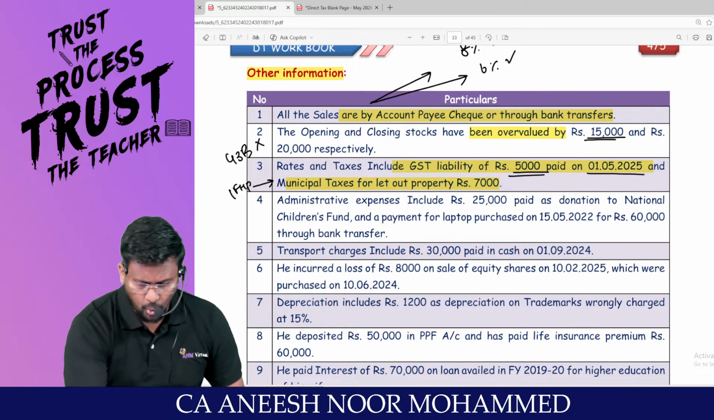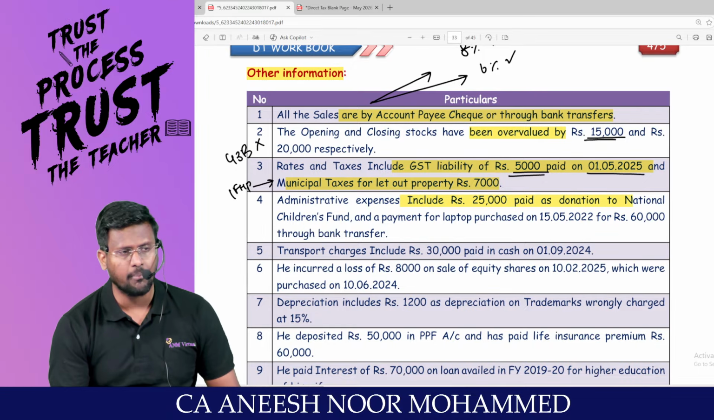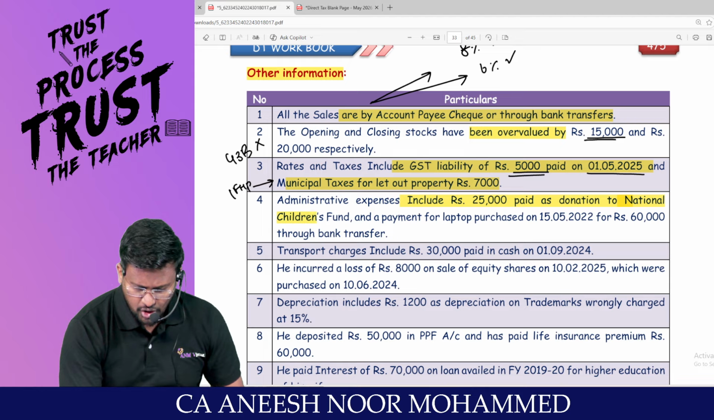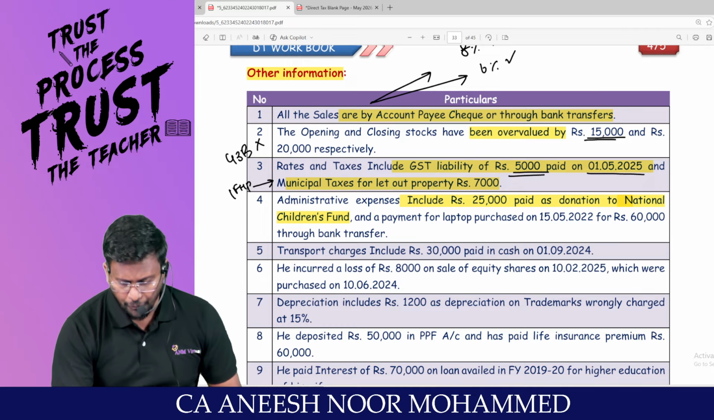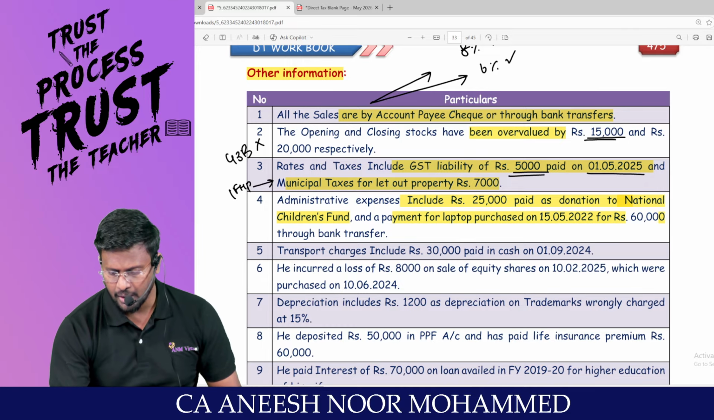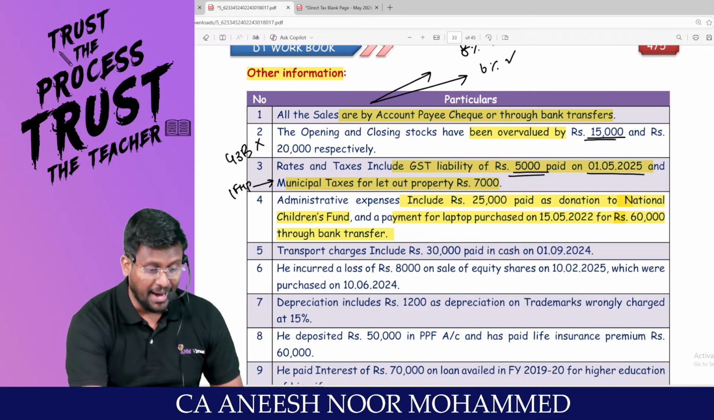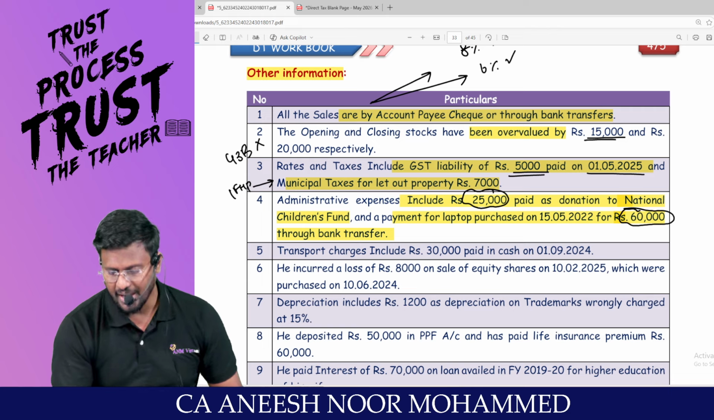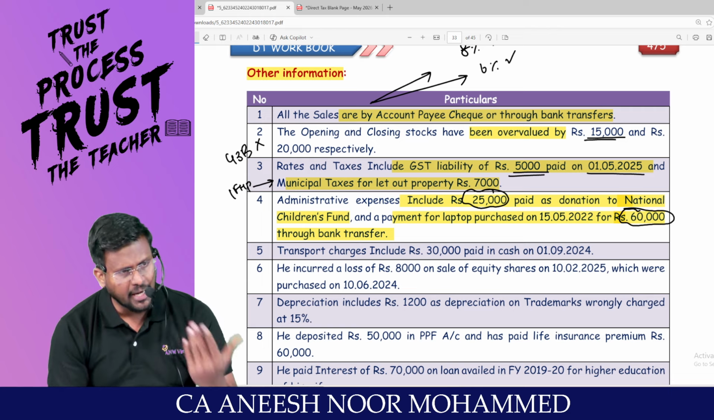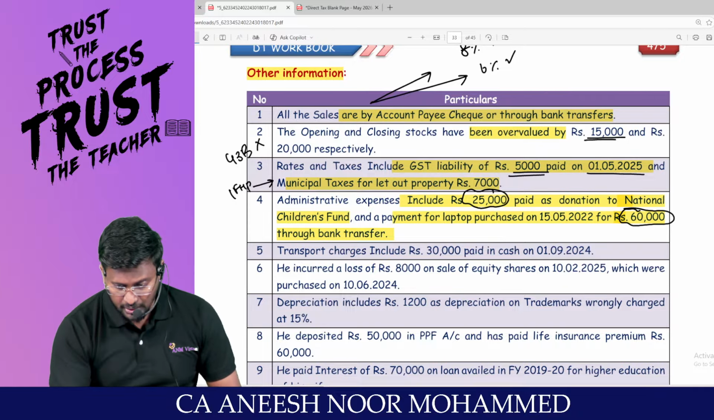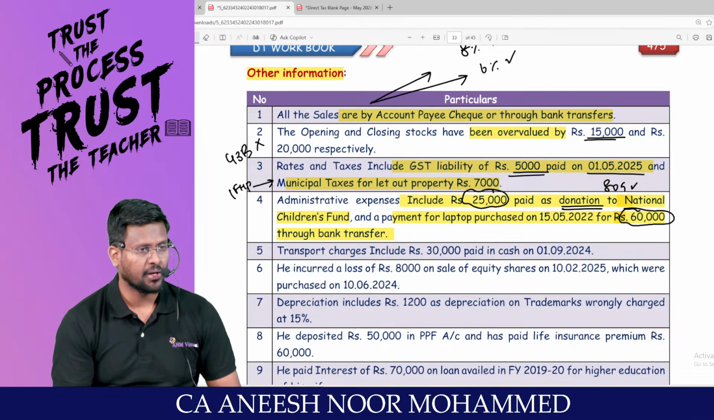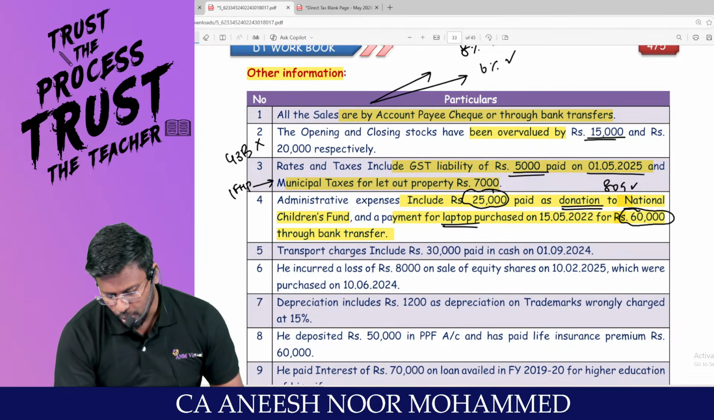Administration expense includes 25,000 paid as donation to National Children's Fund and payment for laptop purchased on 15/5 for 60,000 through bank transfer. Sir, donation is not a business expenditure, should be in a bag. Both 25,000 and 60,000 debited to P&L should be in a bag, added back. And for this donation to National Children's Fund, you are entitled to claim 80G, and for the laptop, you are entitled to claim depreciation.